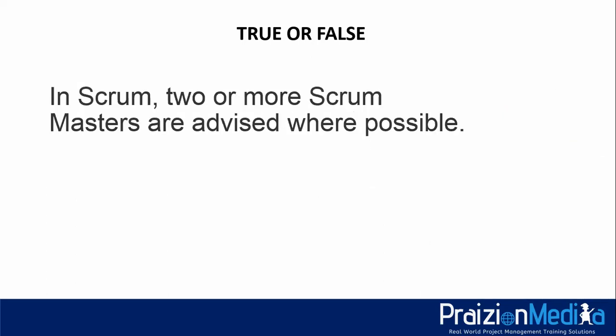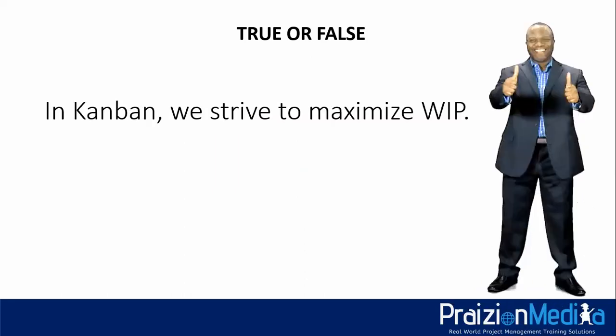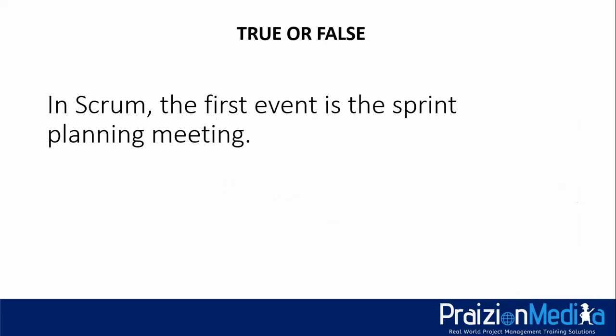Here's another one. In Scrum, 2 or more Scrum Masters are advised. Is that true or false? 3, 2, 1. That is false. 1 Scrum Master is advised. Next one, true or false? In Kanban, we strive to maximize WIP. True or false? 3, 2, 1. This is false. In Kanban, we limit our WIP. WIP stands for work in progress.